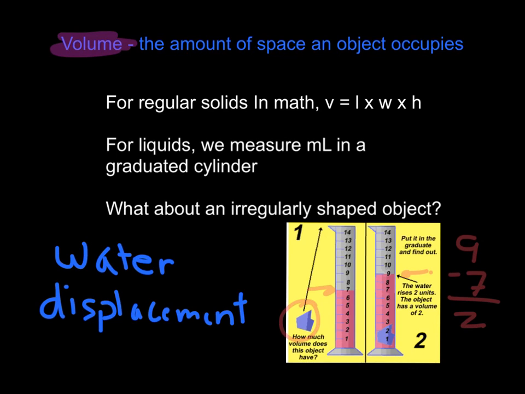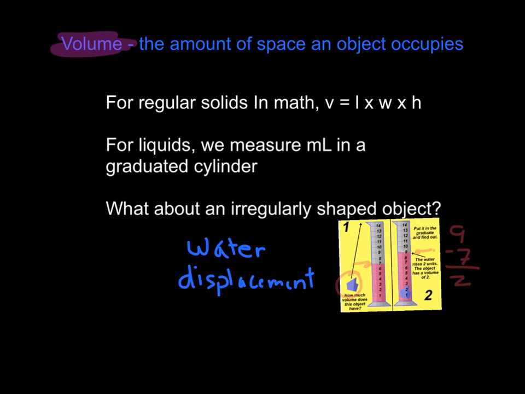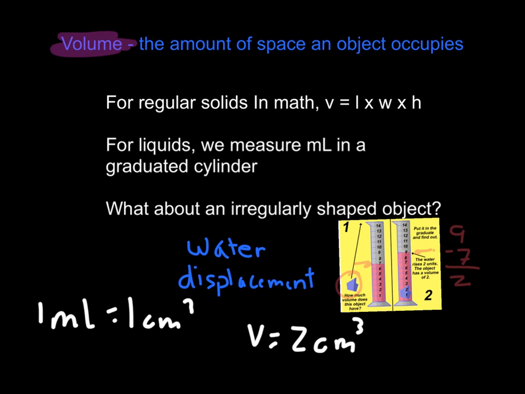Now we need to worry about a unit because we're taking a measurement. And every measurement we take must have a unit. We can't say that the object has a volume of 2 milliliters. The reason for this is because the object is a solid. So this is where it becomes extremely important for us to remember that 1 milliliter is equal to 1 centimeter cubed. So if we displaced 2 milliliters of water, then the object has a volume of 2 centimeters cubed.